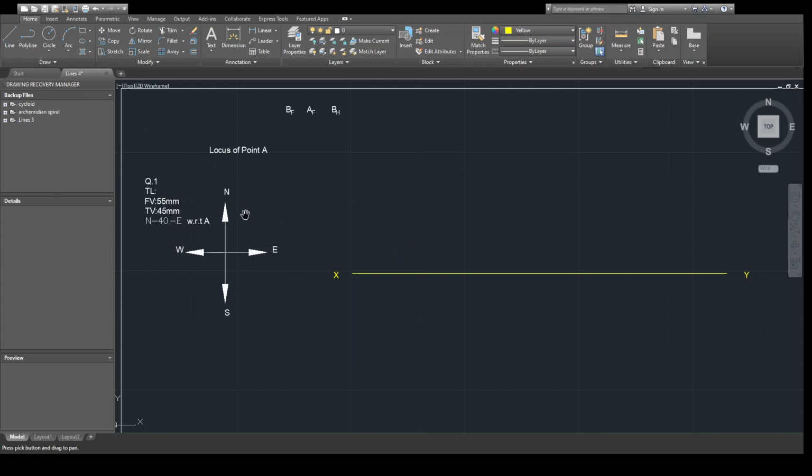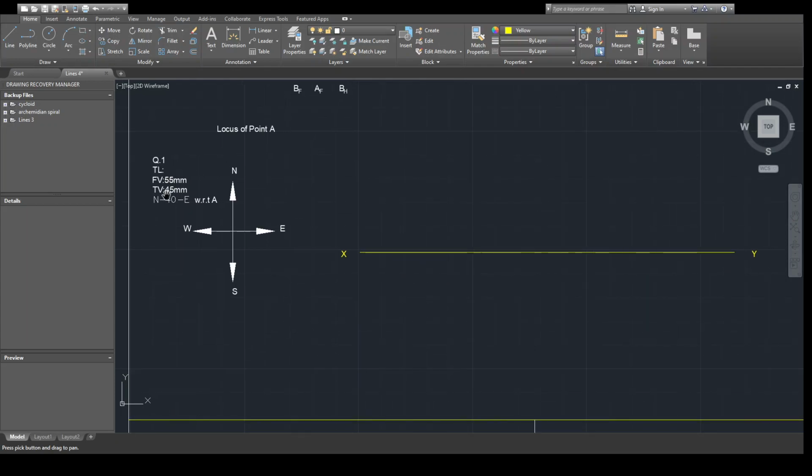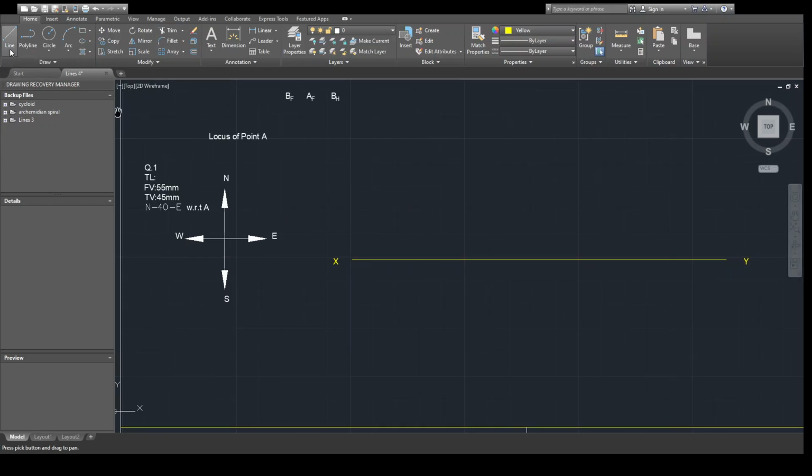Now in today's session we will solve one more problem where the front view length 55 mm is given, the top view length 45 mm is given, and the bearing N40E, that is north to east 40 degrees, with respect to point A is given. So how to deal with this problem? We will solve it step by step.